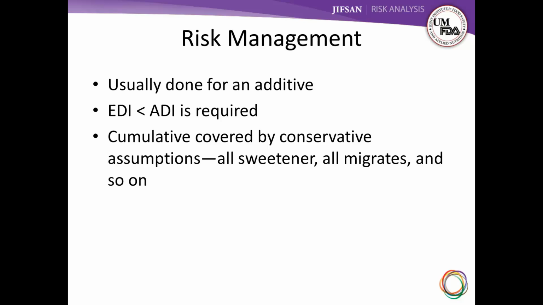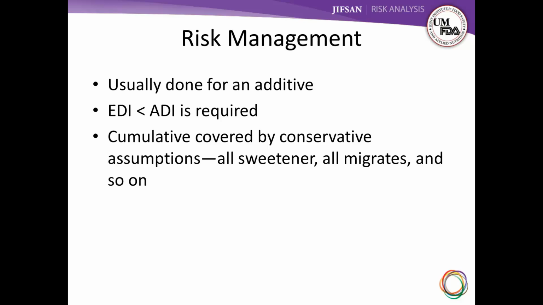So you do a cumulative analysis looking at all the foods, usually by doing a conservative assumption. So for example, when they do something like this for aspartame or sucralose, they would make an assumption that, let's assume that all the sweetener in a person's diet comes from aspartame. And they would estimate what that level of aspartame would be. And then they would compare that to the ADI.